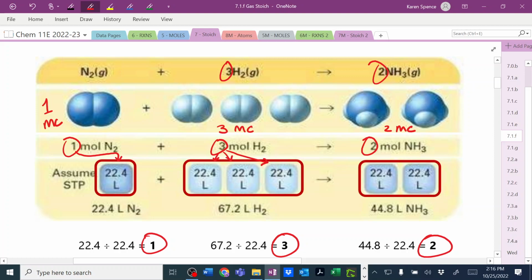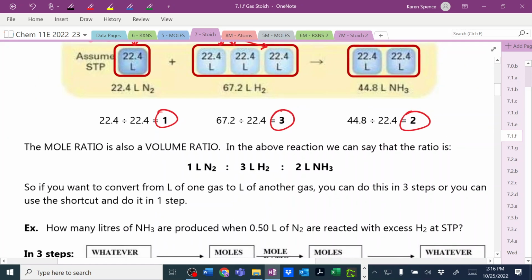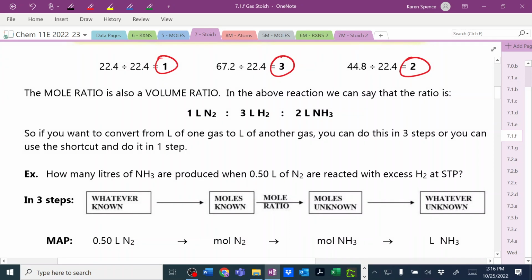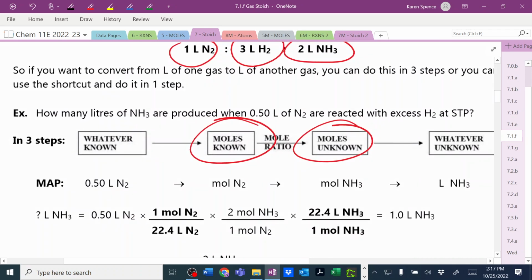So you don't actually have to go through the mole if you're going directly from volume to volume. You can take a shortcut and just go straight there using the same ratio. If we take this equation with a 1 to 3 to 2 ratio, we could do it the normal way, converting to moles first and then to moles of our unknown. So we could go from liters of N2 to moles of N2 to moles of NH3 to liters of NH3.